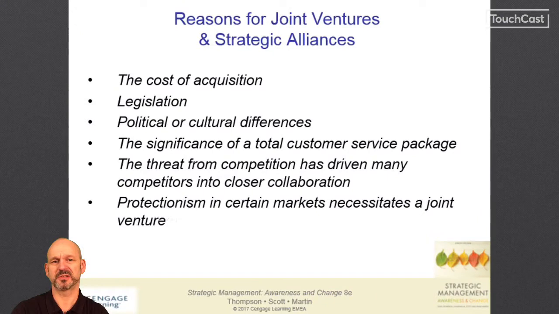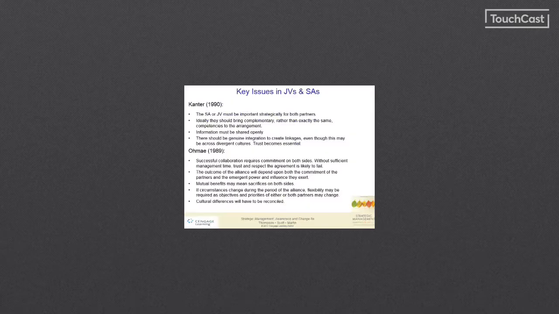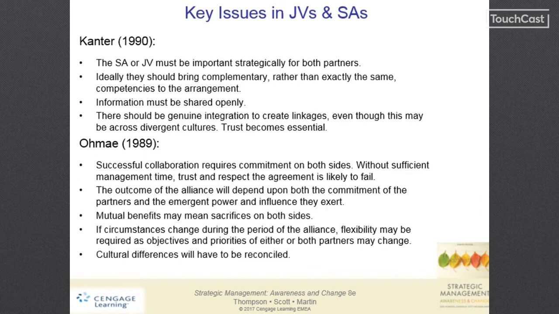Cantor 1990 offers these key determinants of success, and again we must remember here that the strategic alliance or joint venture must be important strategically for both partners. Ideally, both partners should bring complementary rather than exactly the same competencies to the arrangement, and information must be shared openly at all times. There should also be genuine integration to create linkages, even though this may be across divergent cultures, and trust is essential at every stage of the process.